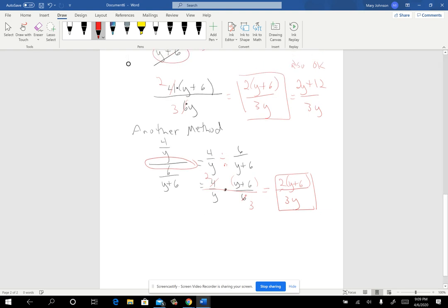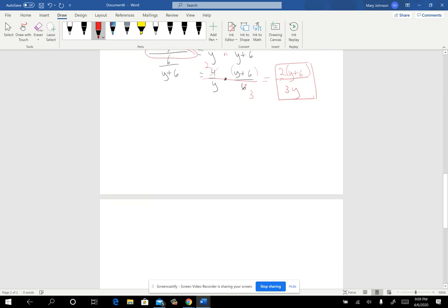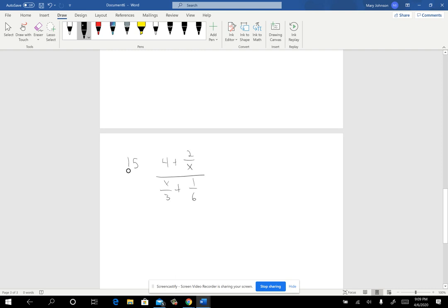Okay. Let's do one more problem from this sheet. The one I'm going to look at is number 15. With number 15, the first method works really well, where you use the LCD to clear the fractions. So this is number 15. It's 4 plus the 2 over x, all divided by x over 3 plus 1/6. So it's a complex fraction.